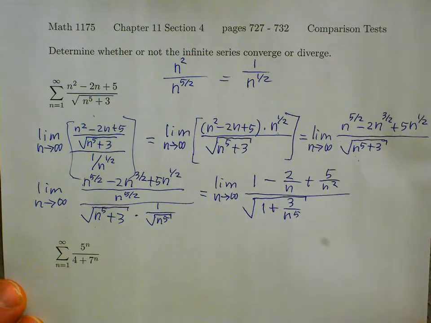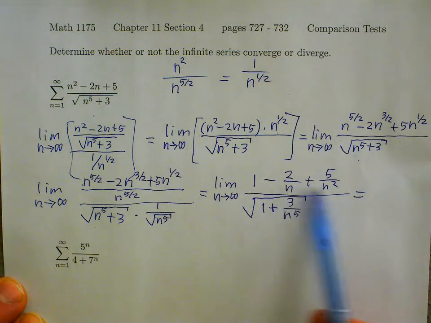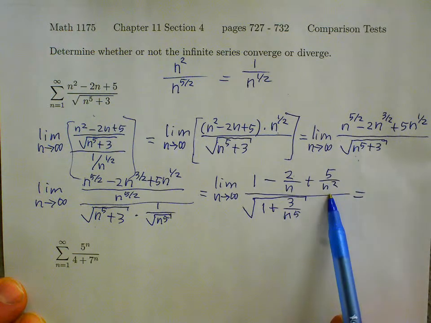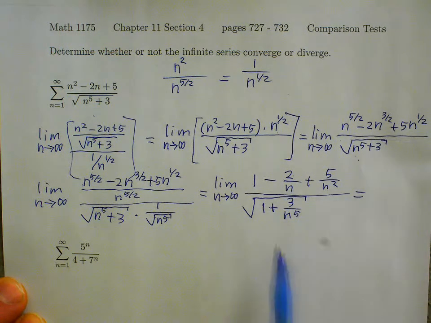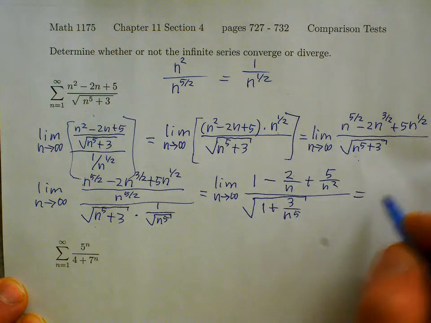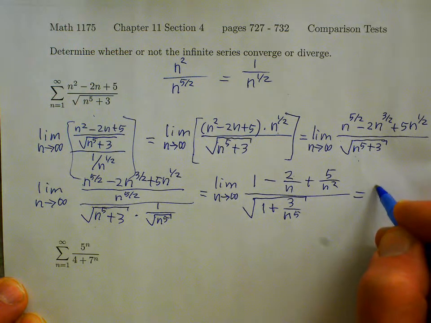Okay, now we can compute the limit. If we let n go to infinity, these two terms in the numerator go to 0. The minus 2 over n plus 5 over n squared, those go to 0. In the denominator, the 3 over n to the 5th goes to 0. So the limit is 1 divided by the square root of 1, or 1.